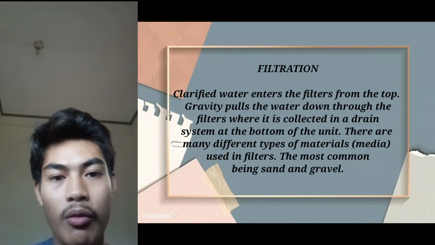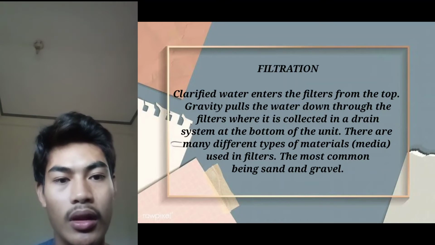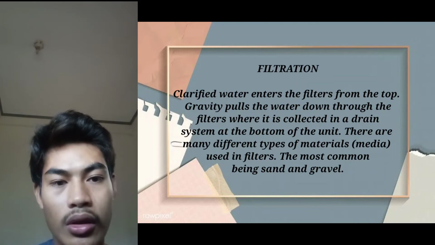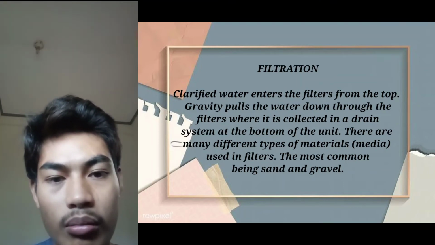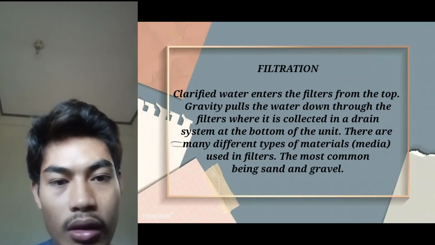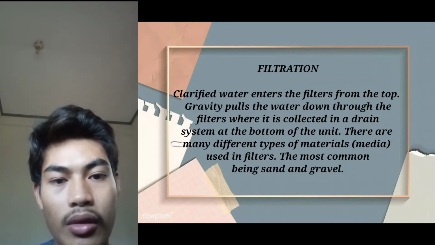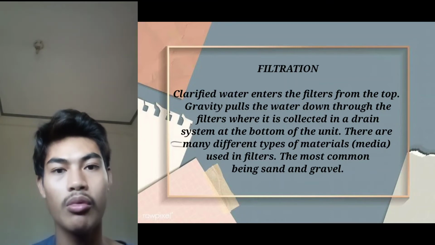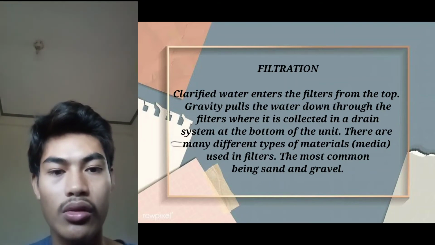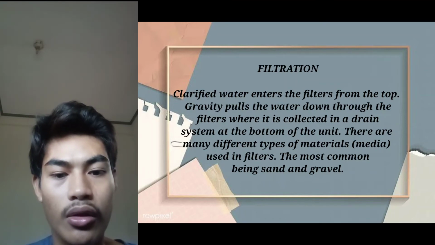Filtration. Clarified water enters the filters from the top. Gravity pulls the water down through the filters, where it's collected in a drain system at the bottom of the unit. There are many different types of media used in filters, the most common being sand and gravel. Many conventional plants are now using granular activated carbon as the media of choice because it not only provides excellent mechanical filtration of particulate matter but also removes organic compounds which can cause taste and odor problems.